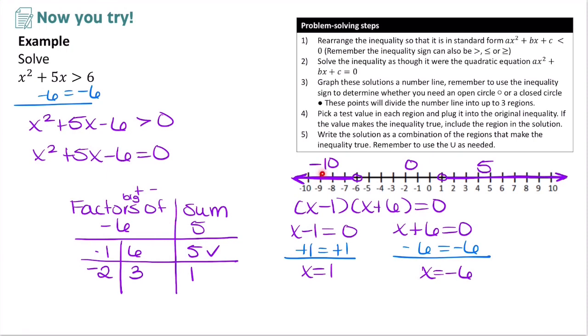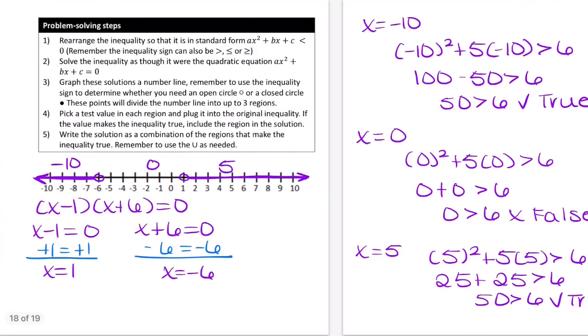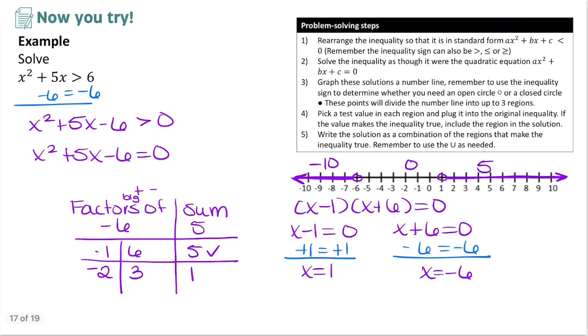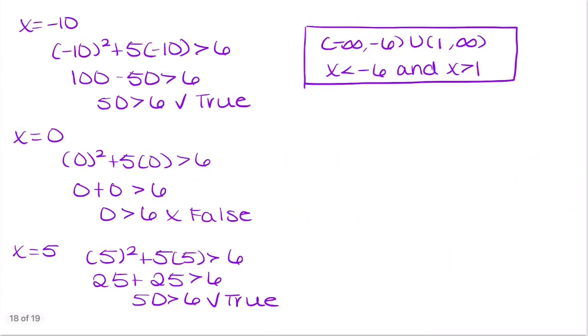Negative 10 made my inequality true, so I shaded in that region. 0 made my inequality false, so I did not include that region. And then 5 made my inequality true, so I did include that part. So when I wrote this in interval form, that is negative infinity to negative 6. Notice it's not included because in this case I have a greater than sign, so I don't include my endpoints. So we have negative infinity to negative 6 with open parentheses union 1 to infinity with another set of open parentheses. We can write this in inequality form as x is less than negative 6 and x is greater than 1.